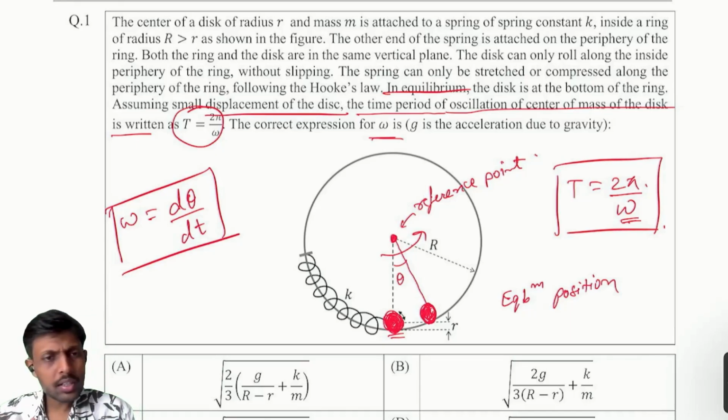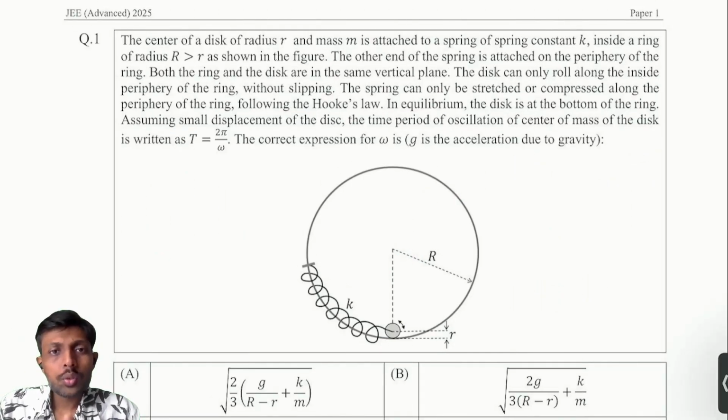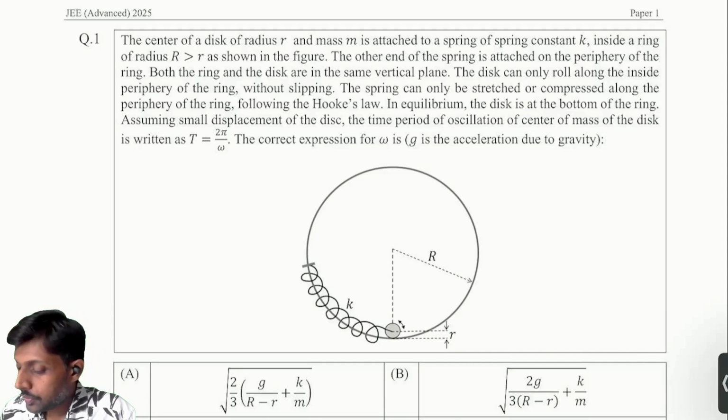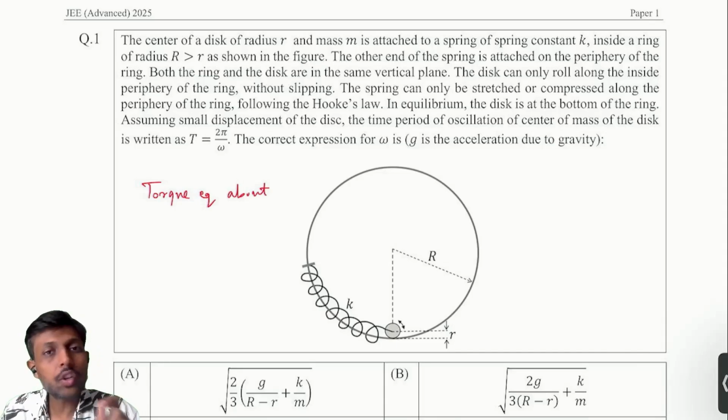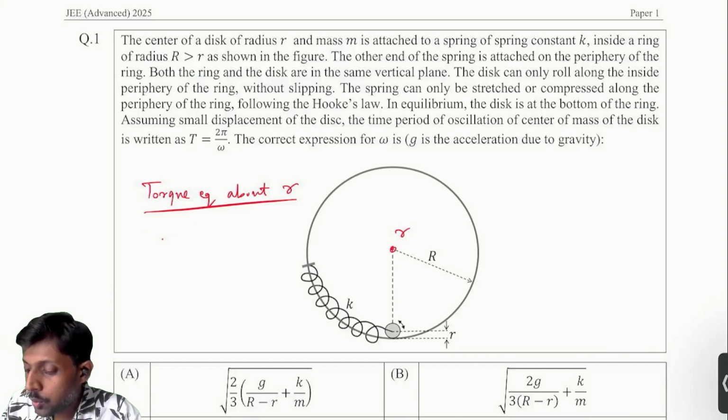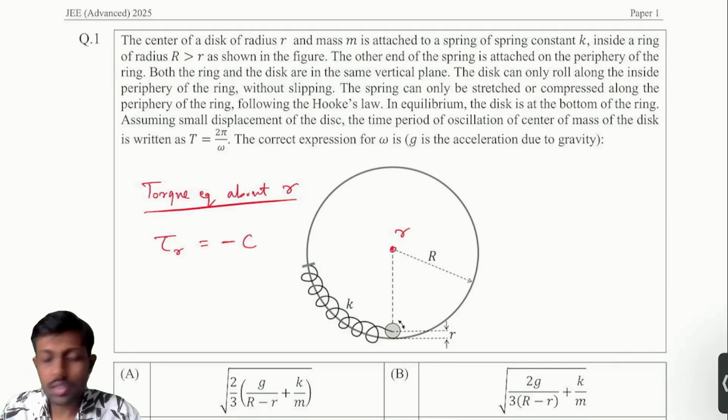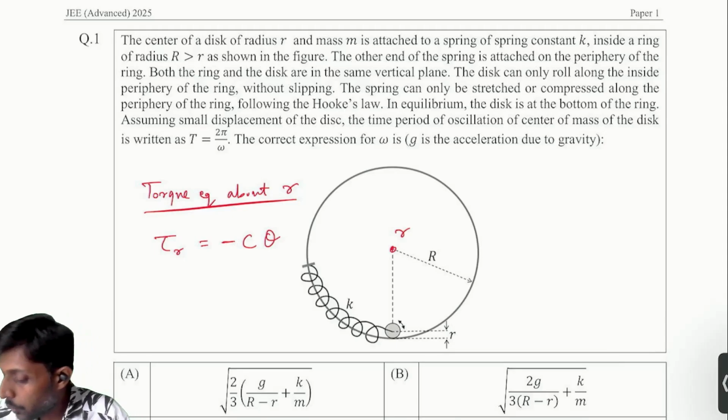Okay, so we have understood the question. Now let's get on with it. So this is going to be our approach. We're going to find out the torque equation about the center of the ring. Let's call this about R, which would look like torque about this R is equal to negative some torsional constant into theta, where theta is the small displacement.